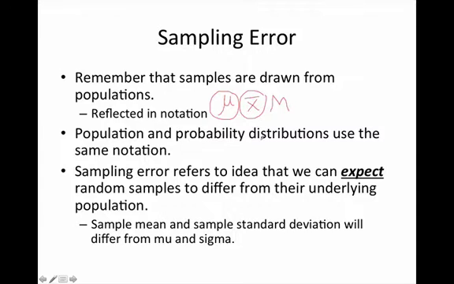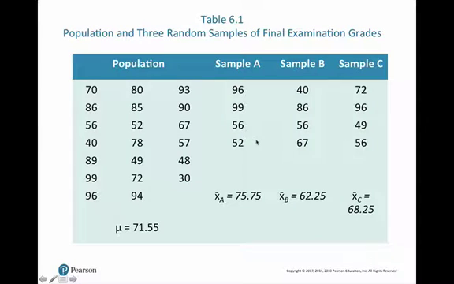And sampling error refers to the idea that we can expect random samples to differ from their underlying population. So the mean and the standard deviation are going to differ from mu and from sigma. And if that's complicated, let's move to the next slide because this is a nice illustration.